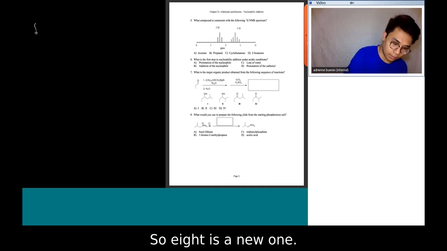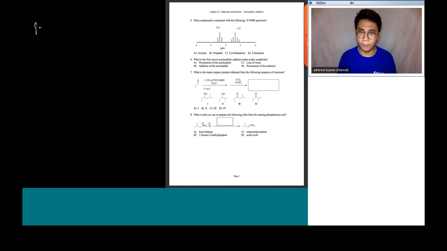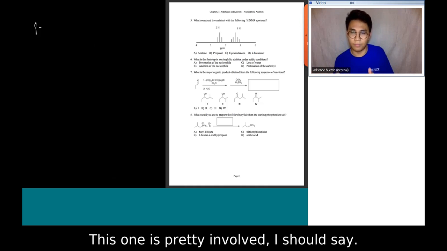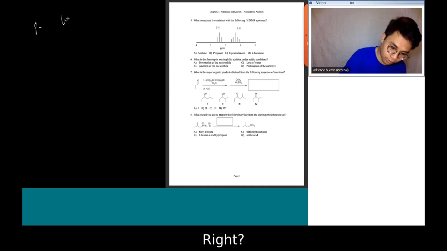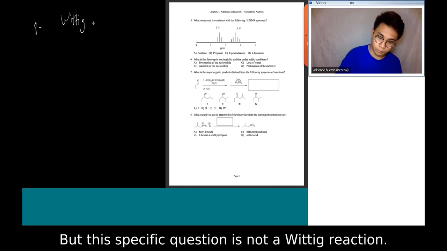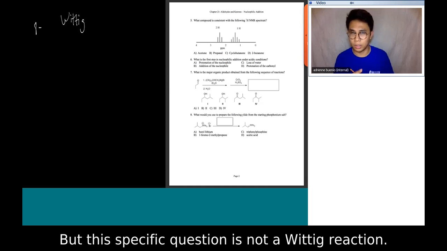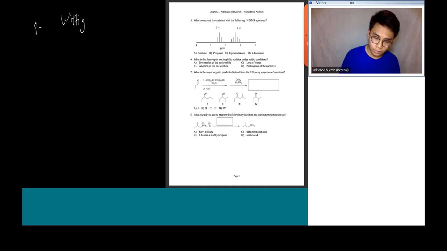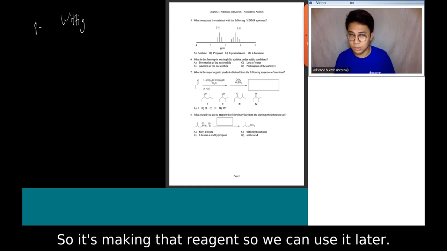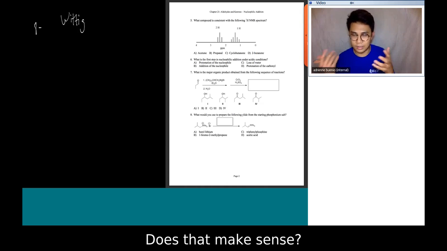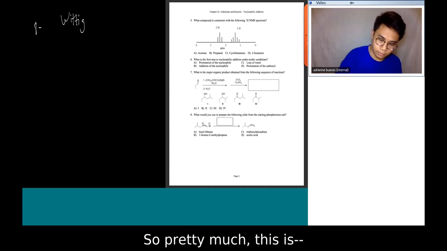Okay, so let's go with 8. So 8 is like a new one. This one is pretty involved, I should say. So we know for sure this is talking about Wittig reaction, right? But this specific question is not a Wittig reaction. This one is more like a Wittig reagent formation. So it's making that reagent so we can use it later, right? Does that make sense? So pretty much this is, and also ylide formation, right?